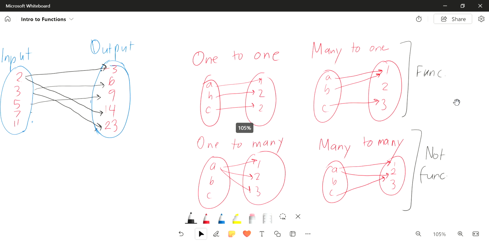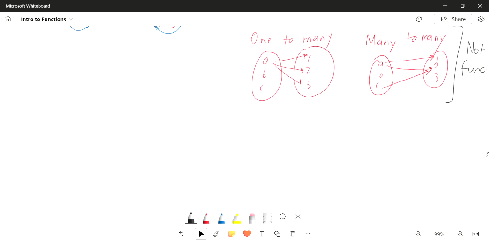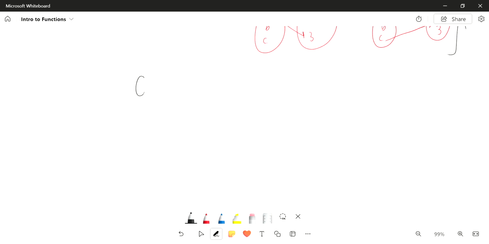So now we'll get to how to determine if any relations are functions based on the graph.